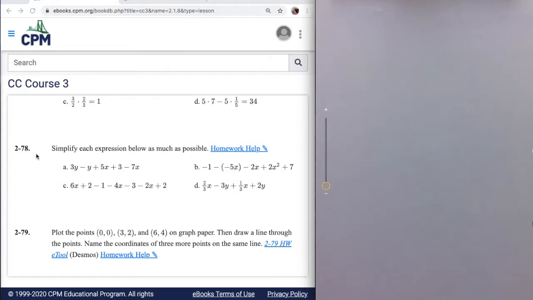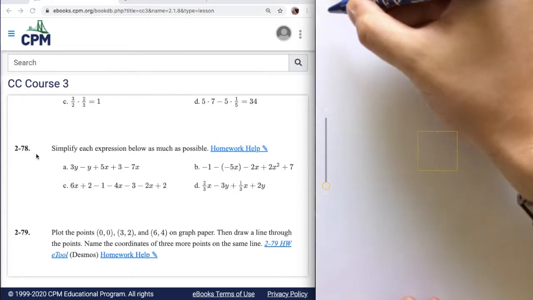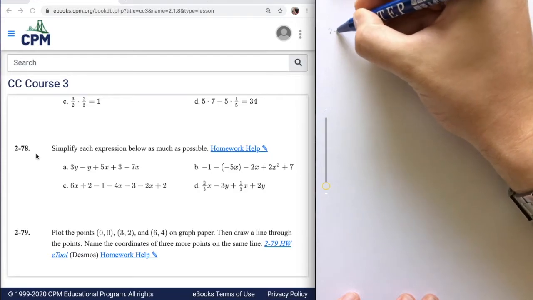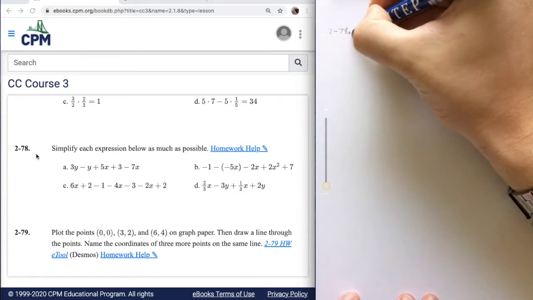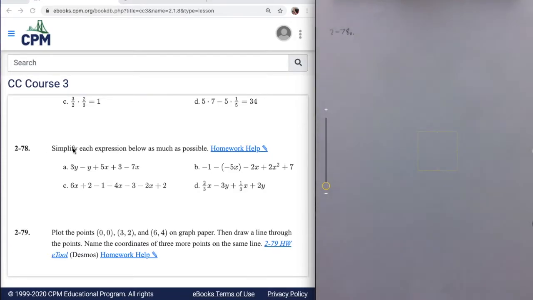Problem 2-78. Start with part A. Alright. So in this one we're just given an expression and we just want to simplify it as much as possible. So you can either just try to do it straight looking at these and try and combine any similar terms, doing all that kind of stuff, or it might be a bit easier to recreate it with algebra tiles.